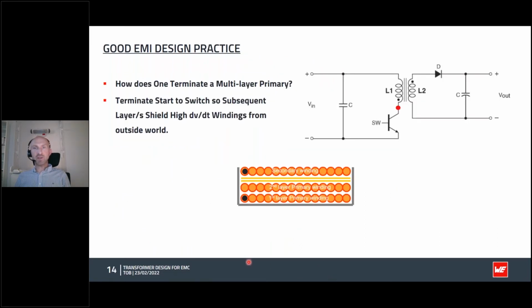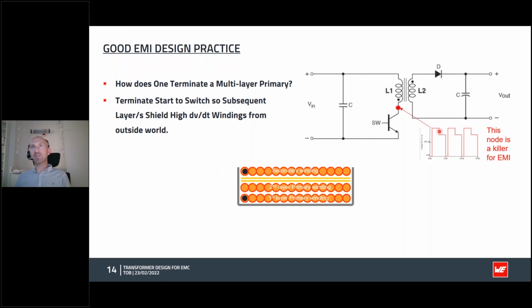Now, there are other things we can do as well for the transformer. So if we look here at a typical flyback in this case again, look at the circuit on this side. We have a very noisy node here, this switching node, and this is always the biggest source of EMI noise in a switch mode power supply.